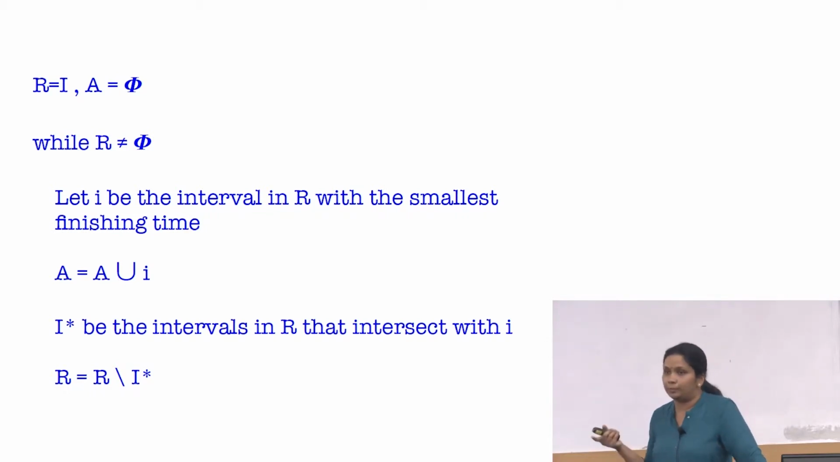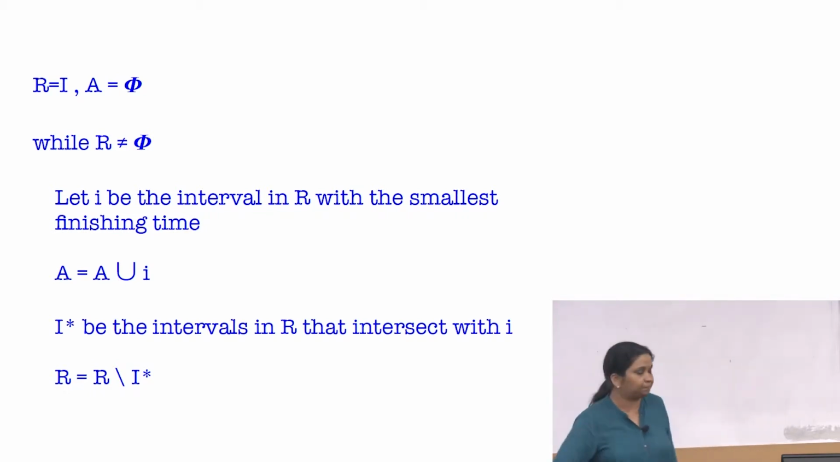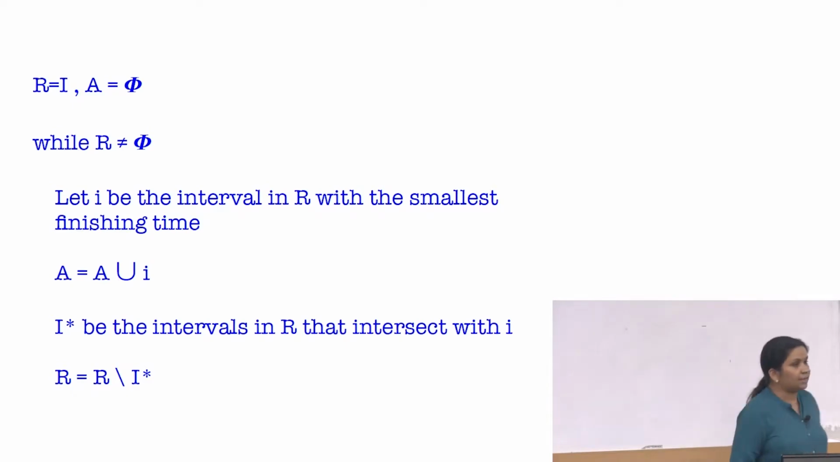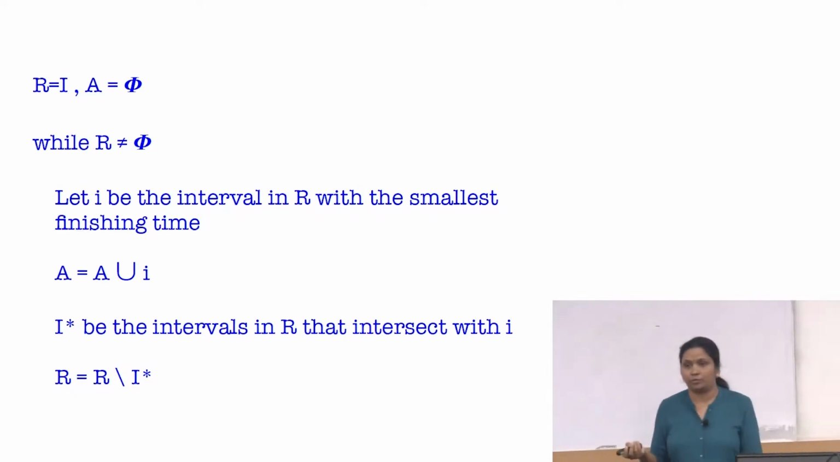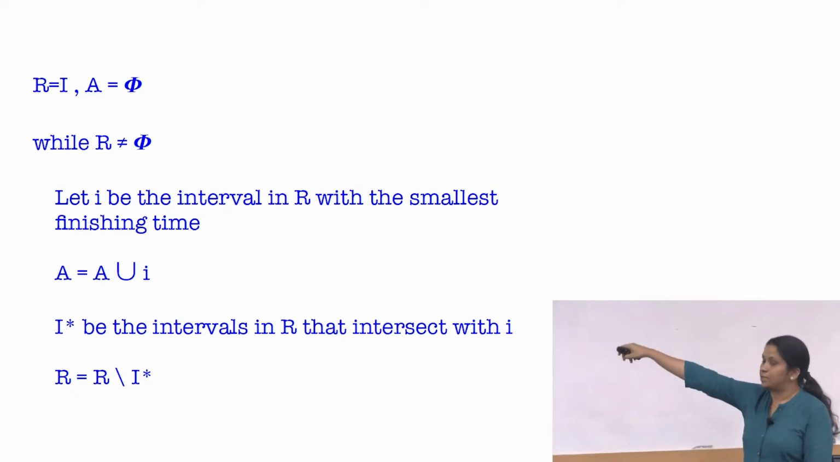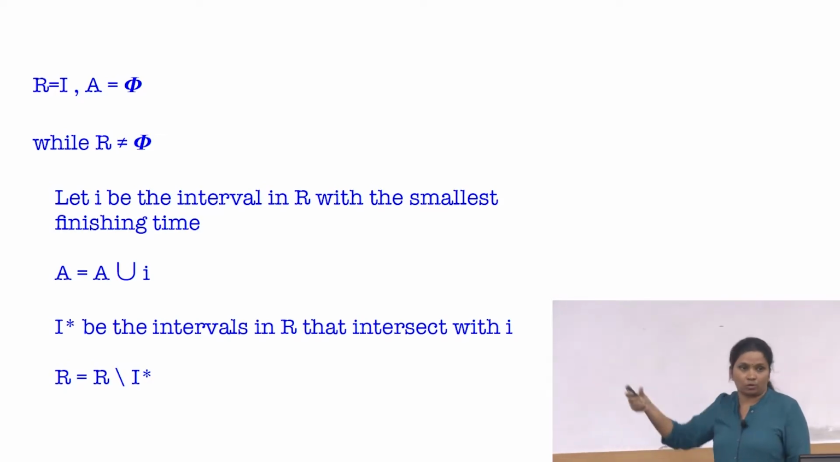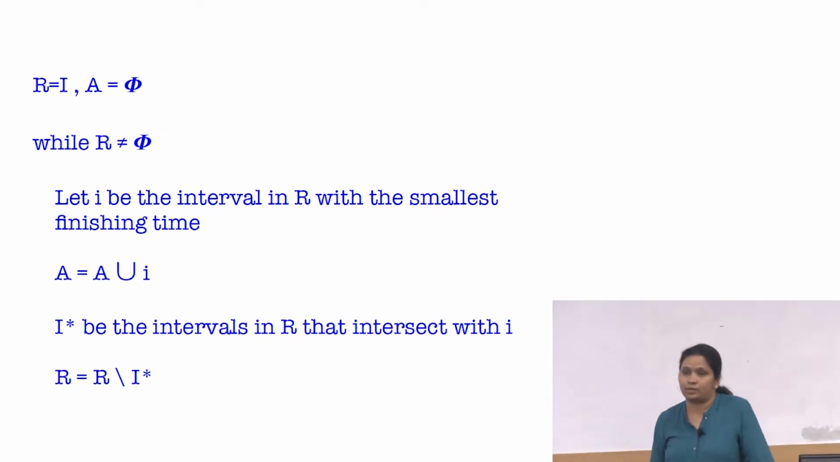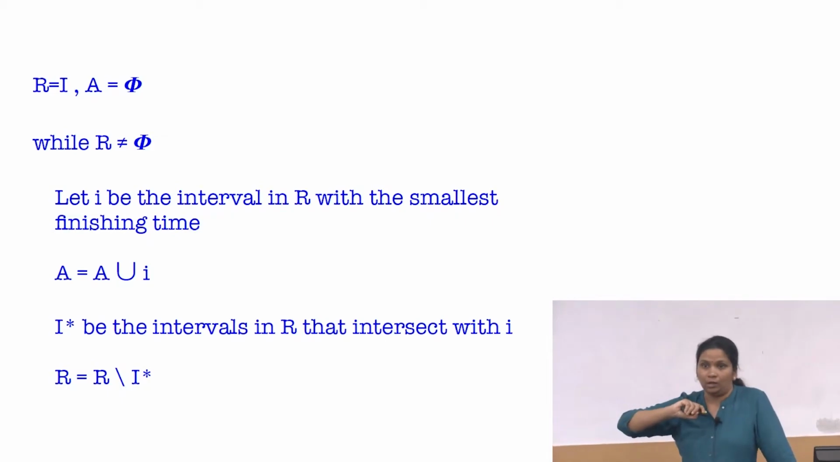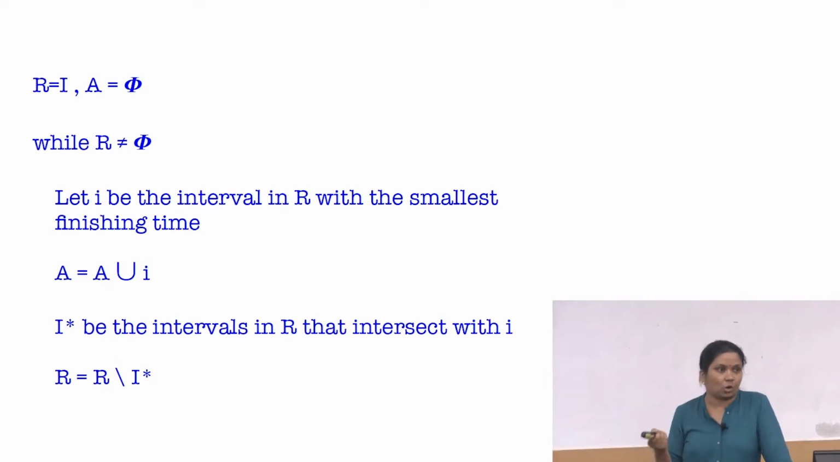So if you do a pre-processing, that is, sort by start time as well as finish time of the intervals, then every iteration of the loop takes only order of 1 time, constant time. So the total running time of the loop will be order of n, but you have sorted, right? So sorting will take n log n. So the total running time will be order of n log n.